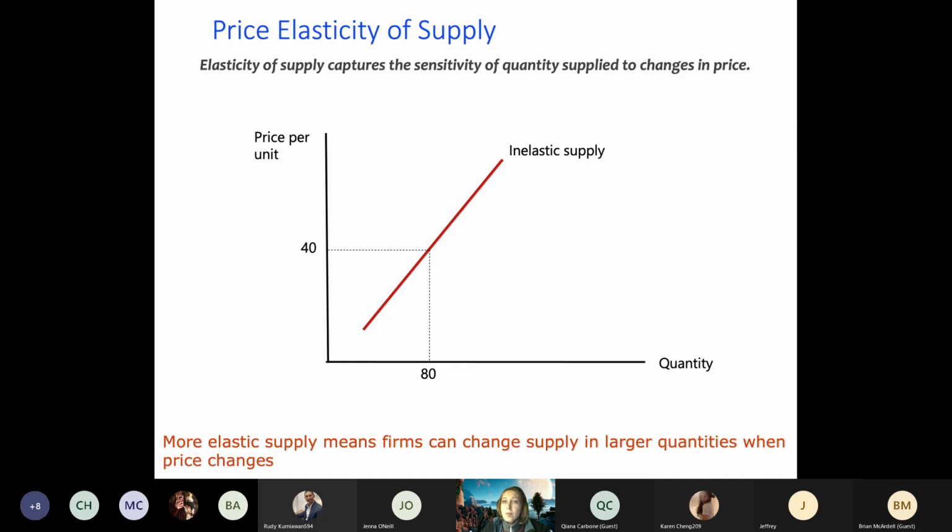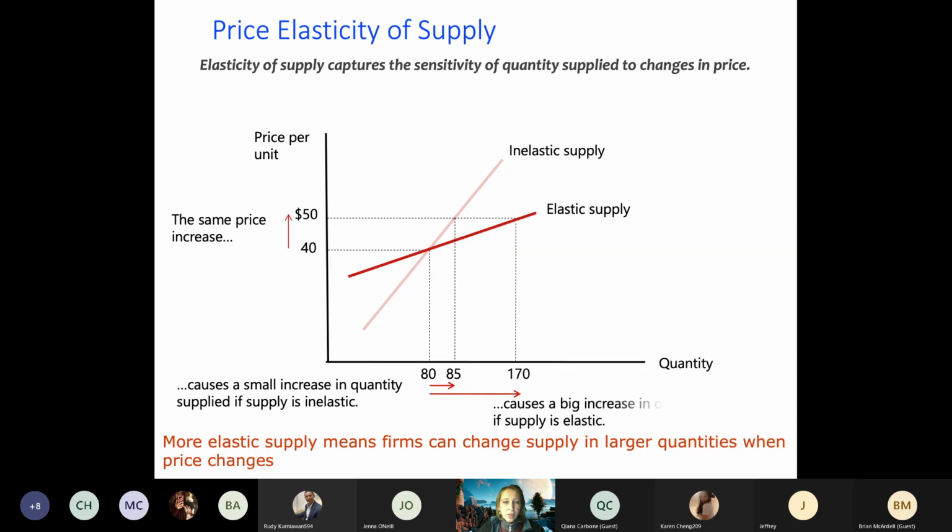So elasticity of supply is a very similar idea to elasticity of demand, but applied to supply, and we need to expedite this because we have a lot to cover in no time. When supply is elastic, it is reflected in a flatter supply curve, as you see, more sensitive to price. Same price change, but one curve is less sensitive than the other.